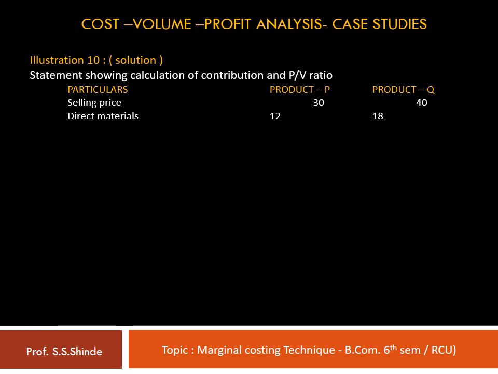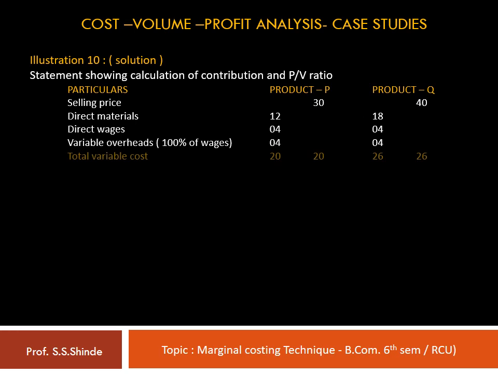So, the variable costs are direct materials rupees 12 in case of product P and rupees 18 in case of product Q. Direct wages is 4 rupees for product P and 4 rupees for product Q. Variable overheads are 100% of wages, which works out to 4 rupees in both the cases. So the total variable cost would amount to 20 rupees in case of product P and 26 rupees in case of product Q. So the contribution would be sales minus variable cost, that is rupees 10 in case of product P and 14 rupees in case of product Q.